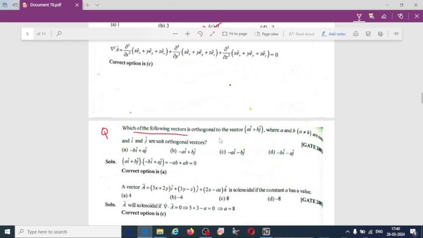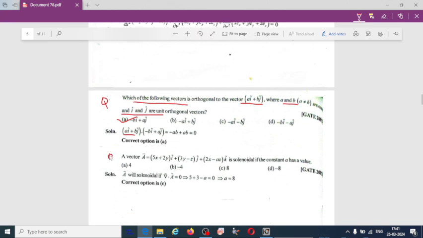So which of the following vectors is orthogonal to the vector, where A is not equal to B and I, J are unit orthogonal vectors. Orthogonal means what? Their dot product is going to be 0. If you take the dot product, then option A must be correct. They have given this vector, and if you take the dot product with the 4 options, it should be 0. Option A is correct.